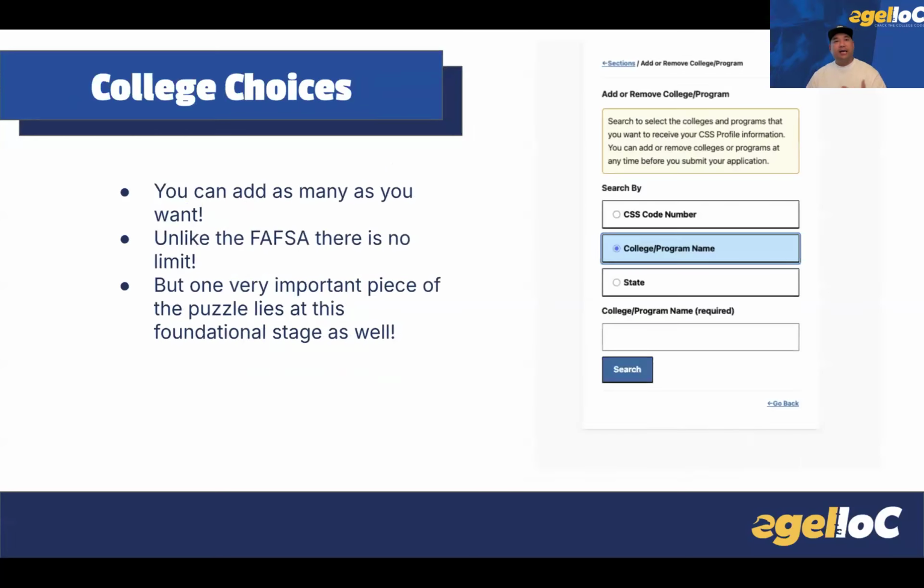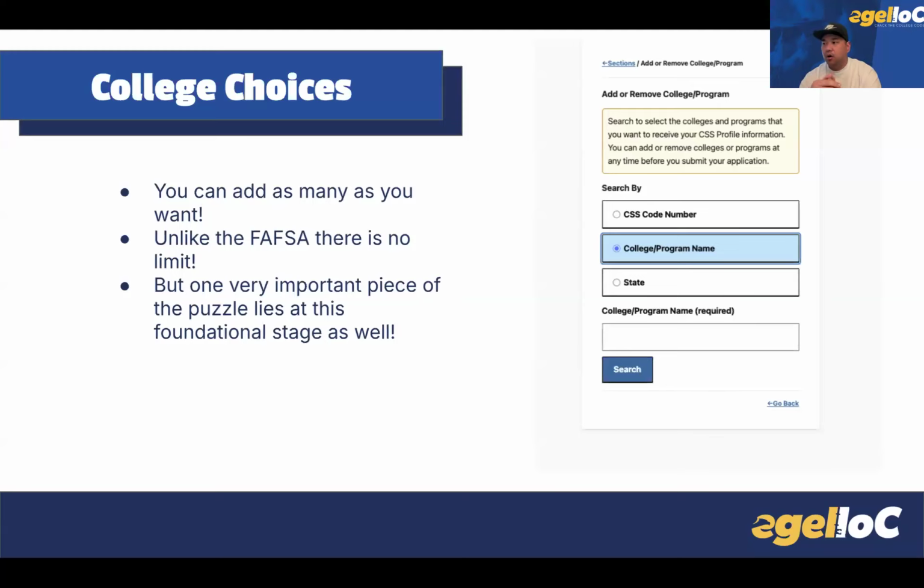They also ask about college choices here. Unlike the FAFSA, here you can add as many as you want. And the reason you can add as many as you want is because you have to pay for them. The first school that you send costs $25. Now, a lot of people might be saying, oh my God, $25, my kid's applying to 25 schools. That's 25 times 25. Well, it's a lot of money. So it's actually $25 for the first school, and then it's $16 for each additional school.